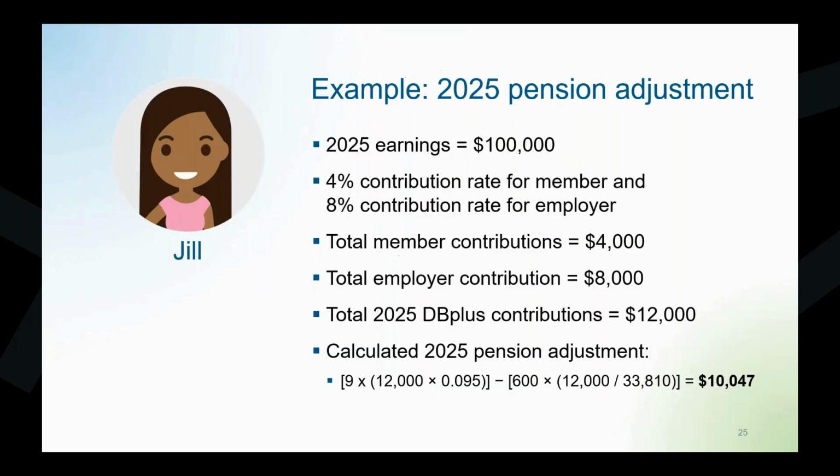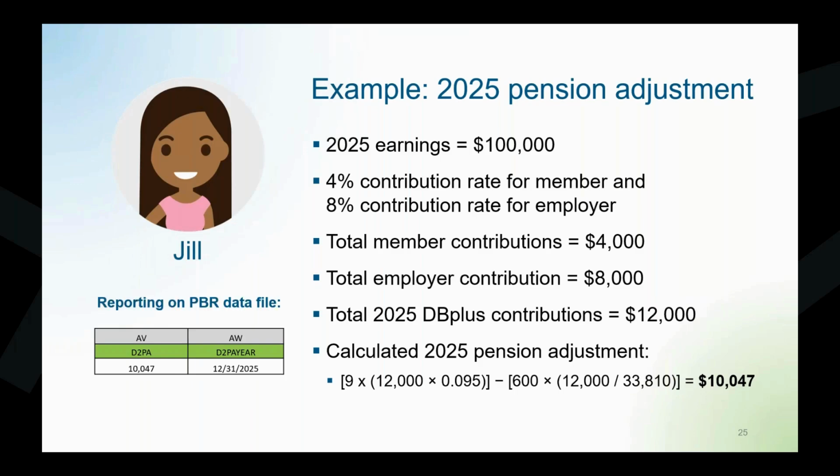Let's go through an example for Jill. Assuming Jill has eligible 2025 earnings of $100,000 with a member contribution rate of 4% and an employer contribution rate of 8%, Jill will have contributed $4,000 to the plan while her employer contributed another $8,000. This would produce a total 2025 contribution of $12,000. Using the pension adjustment formula shown here, we're able to calculate Jill's 2025 pension adjustment of $10,047. Note that a pension adjustment is always rounded to the nearest dollar.